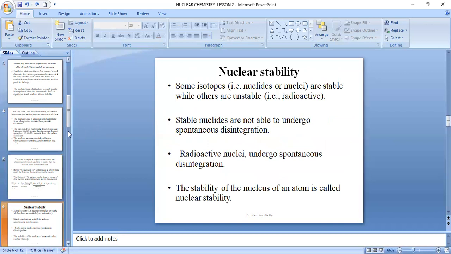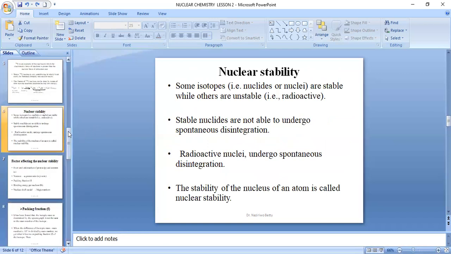Nuclear stability. Some isotopes are stable while others are unstable, that is, radioactive. Stable nuclides are not able to undergo spontaneous disintegration, while the radioactive nuclei undergo spontaneous disintegration. The stability of the nucleus of an atom is called nuclear stability.